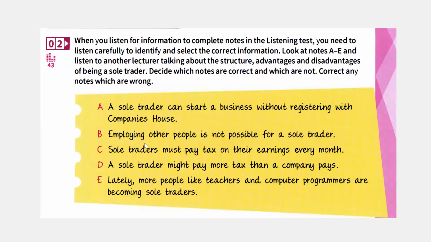I think we had enough of listening to answer these questions. So which ones do you think are correct? What about the first one? Is it a correct one or not? The first one was correct because sole traders are working alone and they don't need to register for Companies House. Okay, and what about the B?